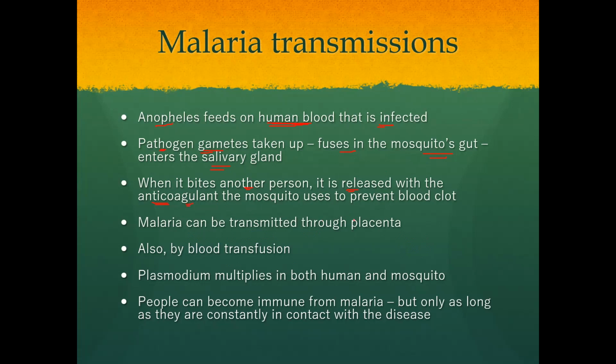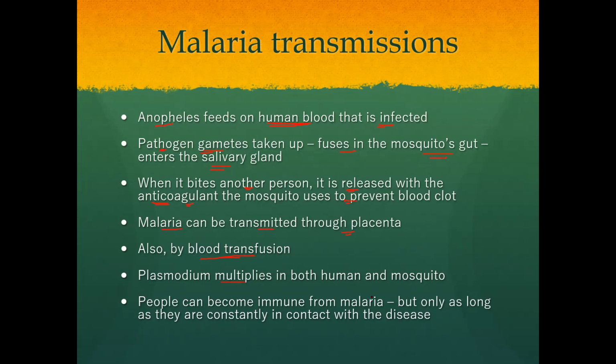So during that process, it actually releases the pathogen into the person's blood, right? Now, malaria can be transmitted to the placenta as well through the mother. It can easily pass to the fetus because, again, it is there in the blood, right? It can also be transferred through blood transfusion if a person who is already suffering from malaria donates blood to someone else. So through the blood transfusion, the other person will also get malaria.